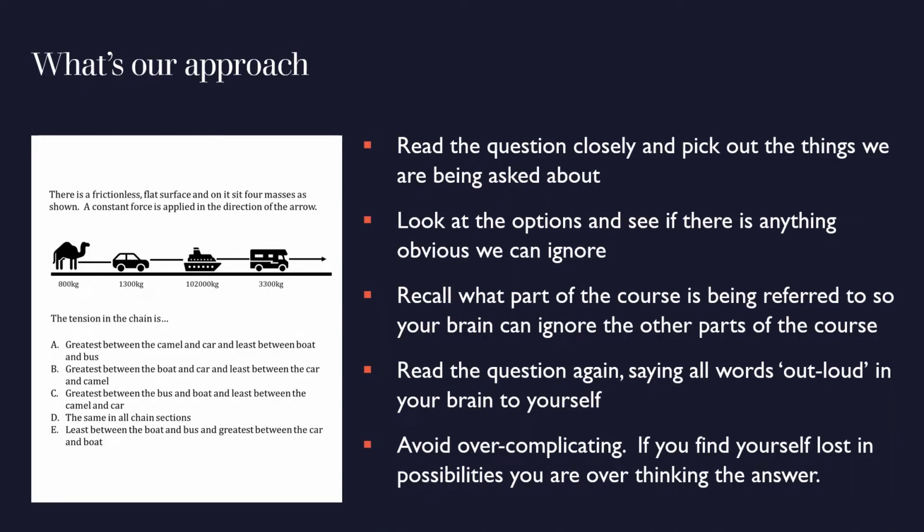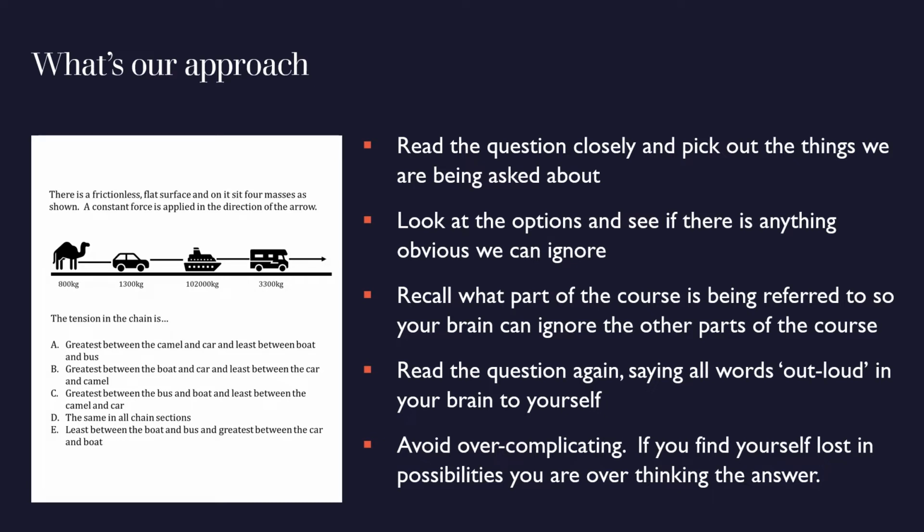Our approach is the same as ever. Read the question closely and pick out the things we're being asked about. We're just being asked where the tension in the chain is greatest. Look at the options, see if there's anything we can ignore. Well, option D does feel like it might not be right, but I wouldn't ignore it yet at this stage. Recall that we're in the dynamic universe part of the course, so we can ignore the rest.